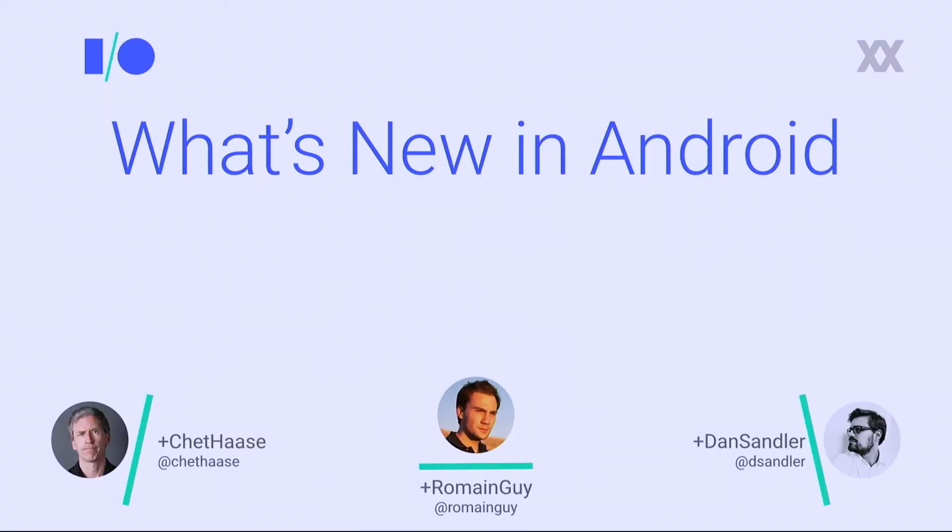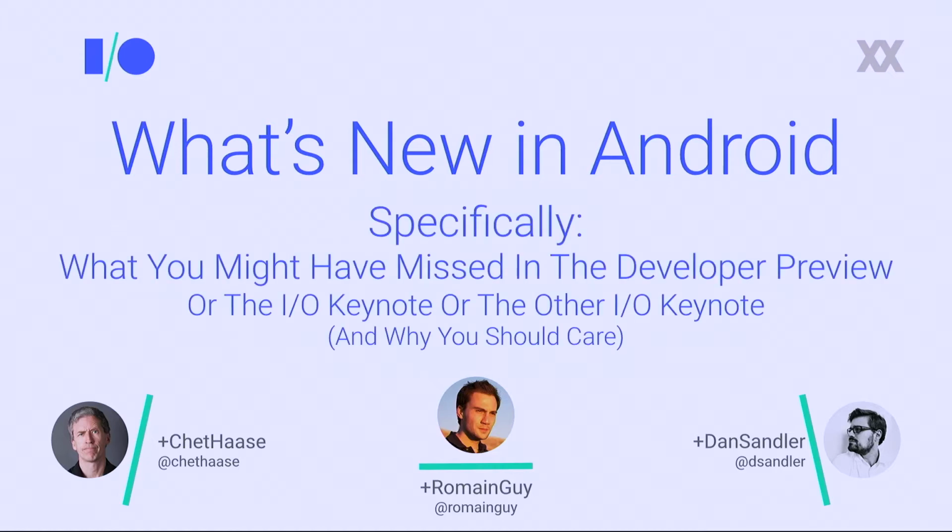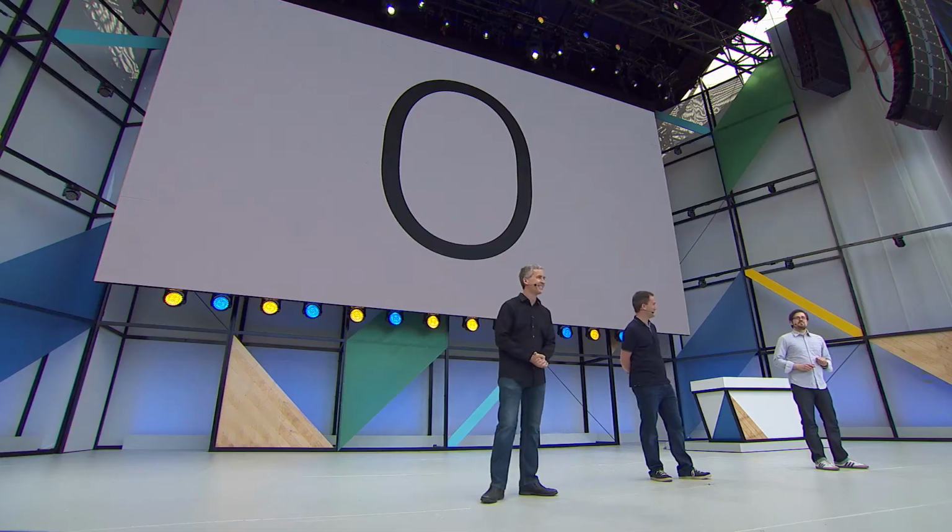So with that, this is really what's new in Android, specifically, what you might have missed in the developer preview or the I/O keynote or the other keynote, and why you should care. One last thing that I want to make sure we get to today is this. Everybody's always excited about this, but we're going to hold that for the end. It's going to be good. All right, let's get started. Romain, talk about UI and graphics.